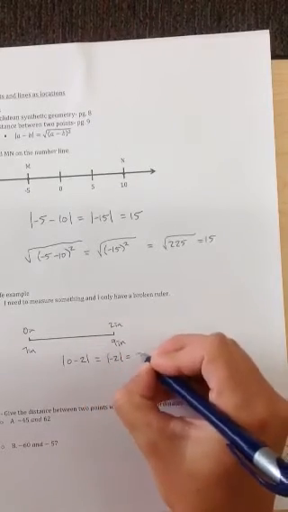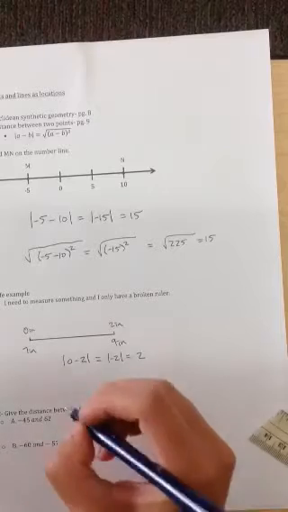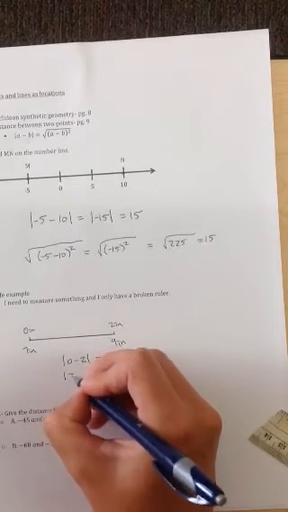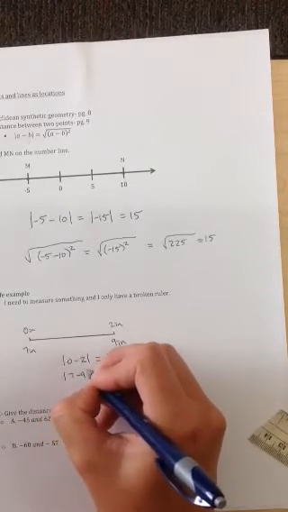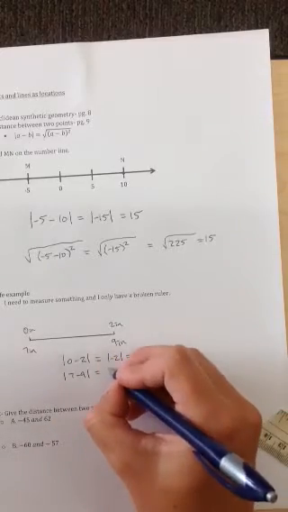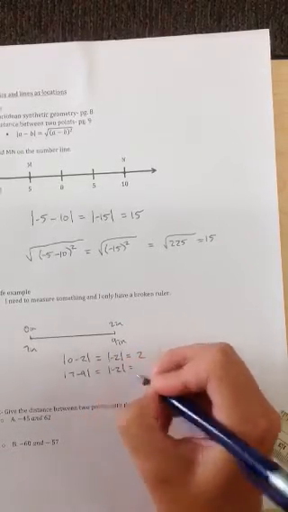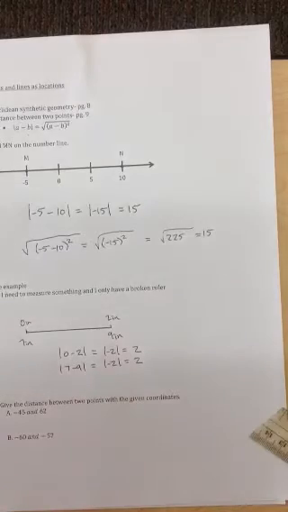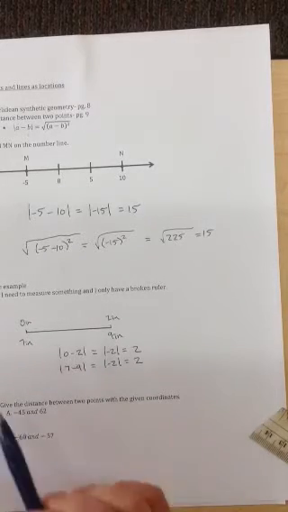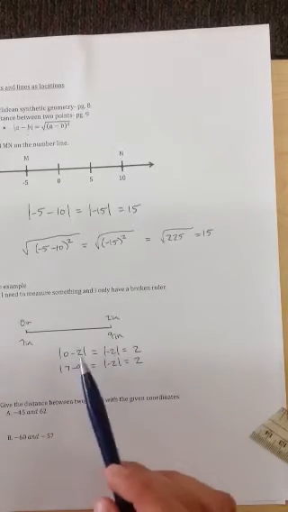Take the absolute value, we get 2. Now if you do the same exact thing with 7 and 9, so 7 minus 9 also gives us negative 2. And then we take the absolute value of negative 2 and get 2 as well. So that's kind of a real life example of when this might come up.